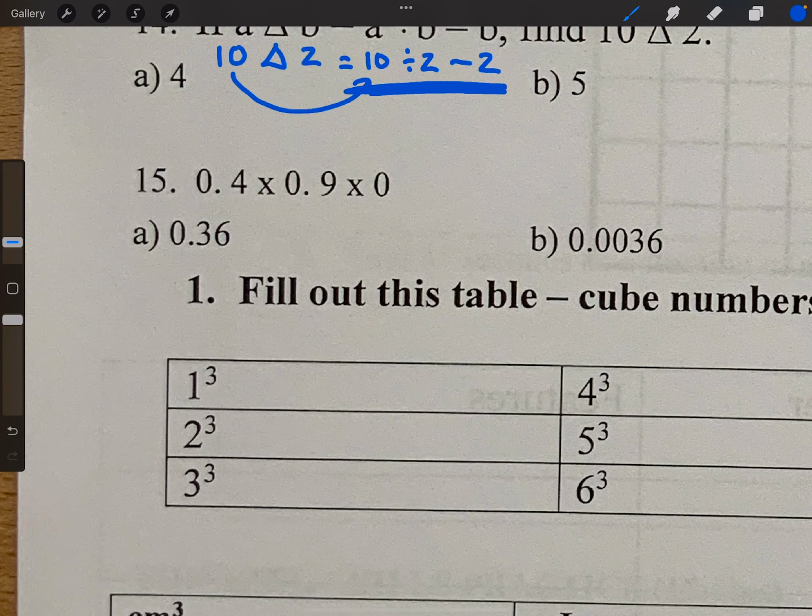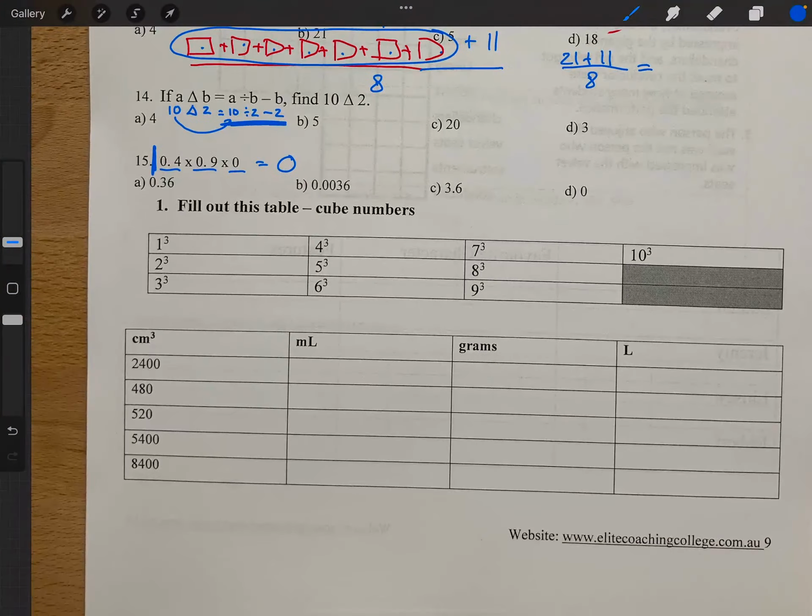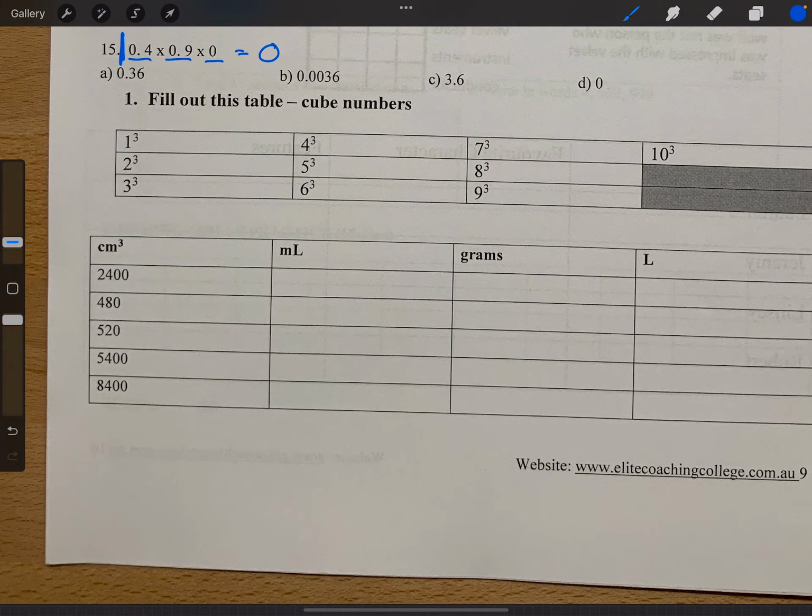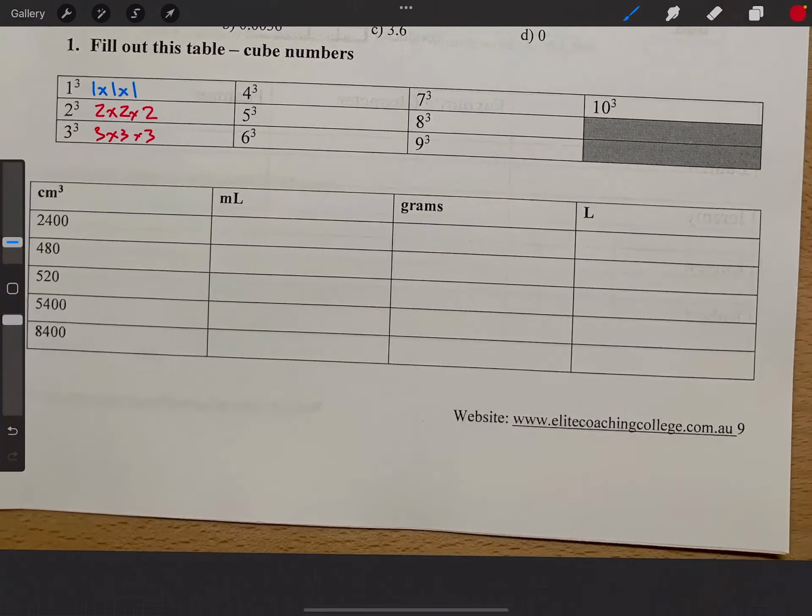Question 15. Oh wow, this is tricky. You have this number times 0. Anything times 0 is always 0, so the answer is just 0. Alright, fill out the table in the cube, so you work it out. This is just 1 times 1 times 1. Okay, 2 times 2 times 2. Whoops, not 3. 2, then 3 times 3 times 3, and so on. And work out the numbers, please.